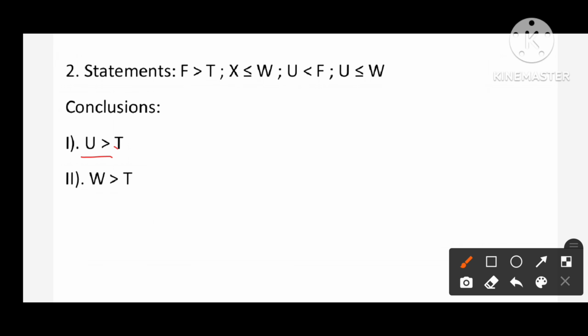Next, question number 2. Flow from U to T. From U there is no flow, so this case fails. Next, the flow from W to T. From W we can reach X, or else from W we are able to reach U. From U there is no flow, and from X there is no flow to T, so this conclusion is also false. Neither one nor two is the answer.